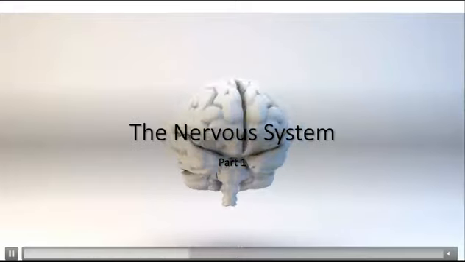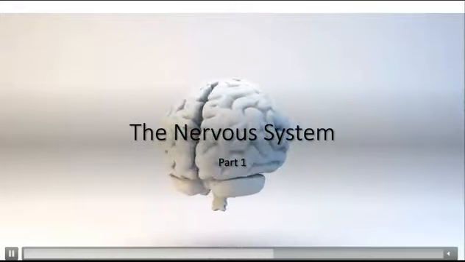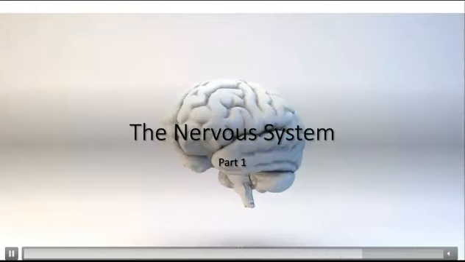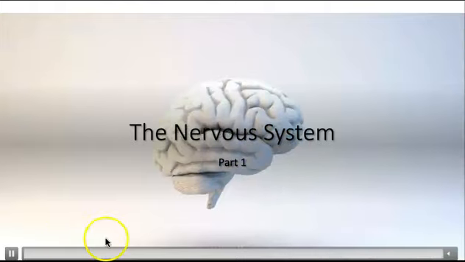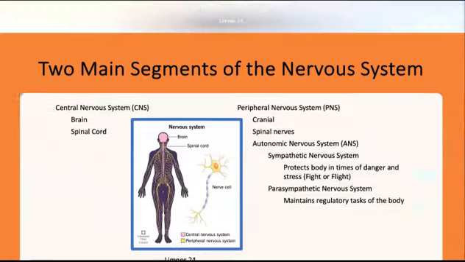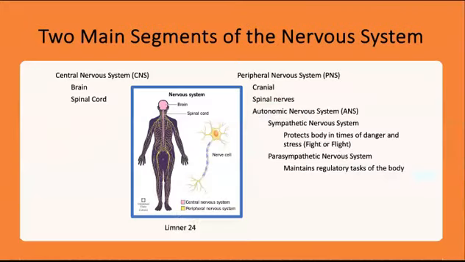I just pulled some slides together from ATI Farm Made Easy Module 2, which is the nervous system part 1. I know you have your handout to help you go through the module as well. If you haven't already looked at that, I do encourage you to go through the module, complete all the activities, and look at the drug tables.